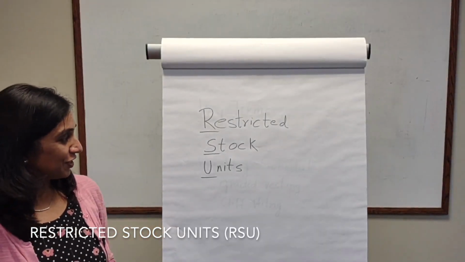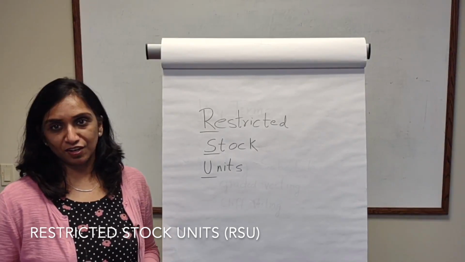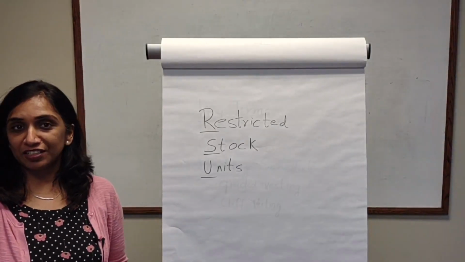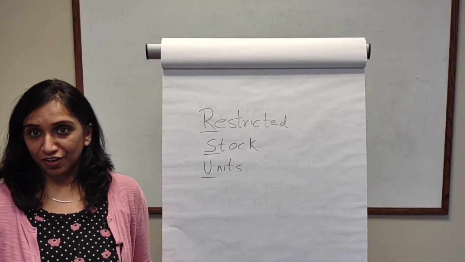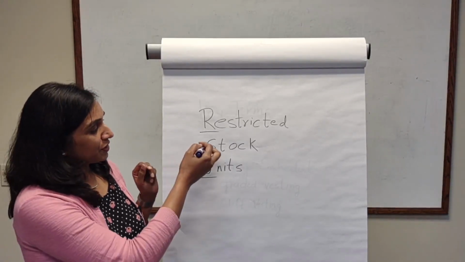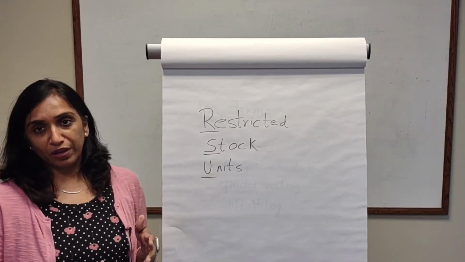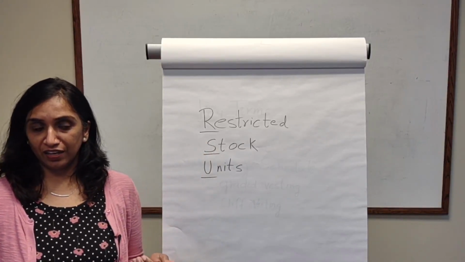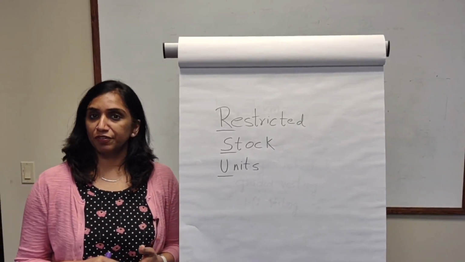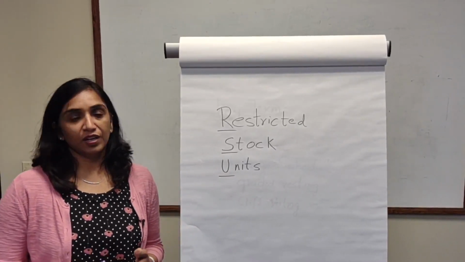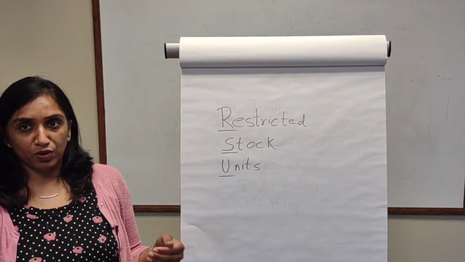Hi, in this video we're going to talk about restricted stock units. You might have heard this term a lot, and I'm going to explain why it's called restricted stock unit. The restricted stock unit first is a way of equity compensation. Again, as we have covered in our previous video series, there could be different forms of equity compensation, and restricted stock unit is one of them.